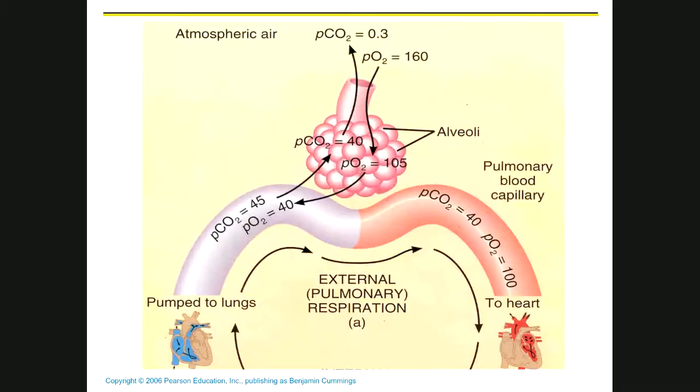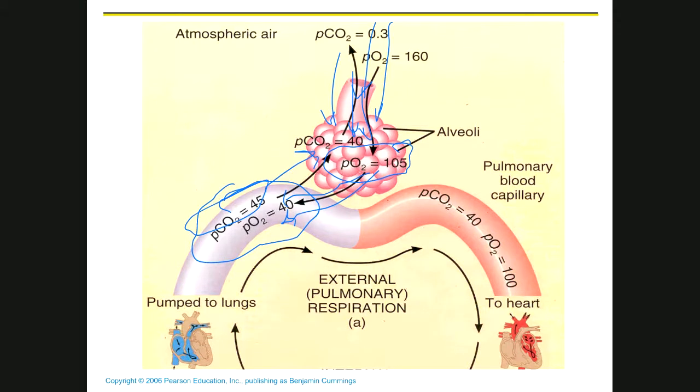So here's that same blood. Here comes your air. We're going to change it. We're going to add water to it, clean it up, mix it with that previous breath. And this is what we're going to have for oxygen. So oxygen is higher here than it is here. So it's going to go from air to blood. Carbon dioxide is higher in the blood. So it's going to go from blood to air.